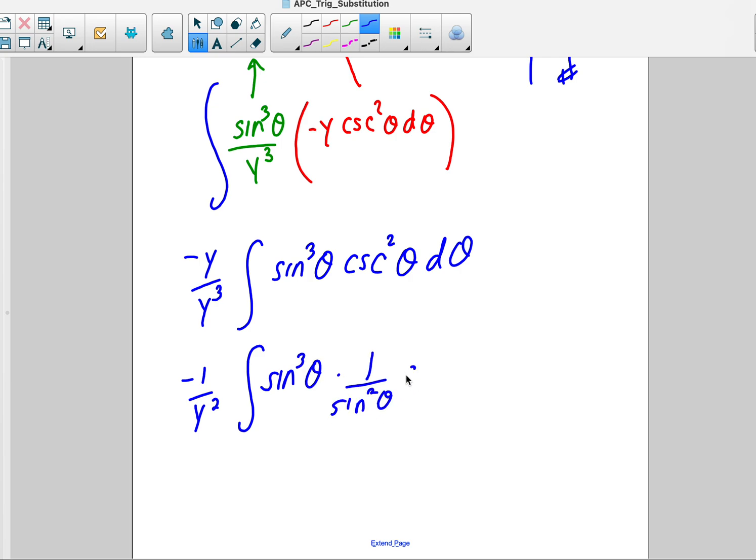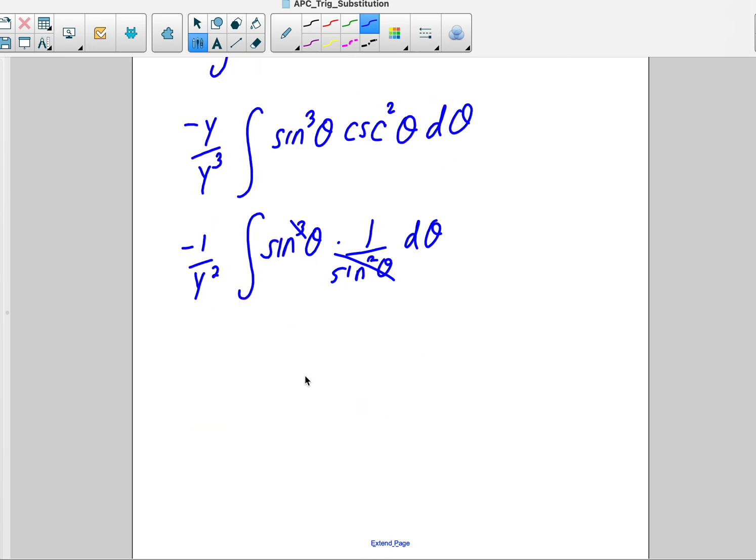And what's going to happen here, which pretty much always happens, is all but one of my sines are magically going to cancel. And after all that disgusting, horrible work, I'm going to end up with a memorized integral. I know the integral of sine is negative cosine. So I'm going to get a negative 1 over y squared. This integrates to a negative cosine.